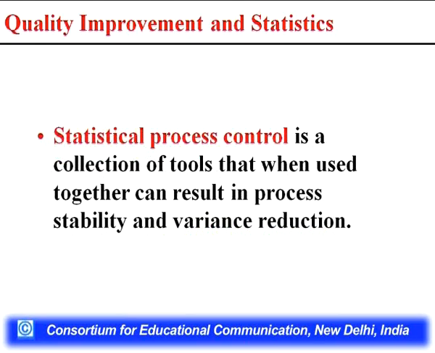Quality improvement and statistics, statistical process control, and SQC, statistical quality control, is a collection of tools which, when used together, can result in process stability and variance reduction. We are aiming at process stability. A stable process will give you consistent quality, and we are also looking for reduction in variance of the quality parameters of the product which we are manufacturing.